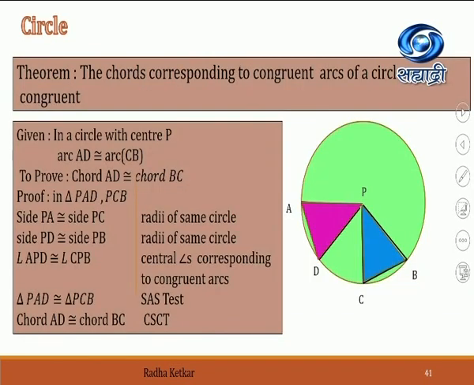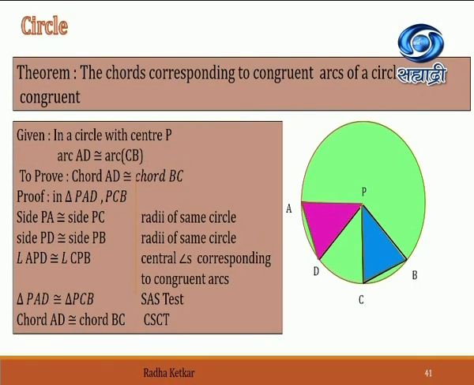Let us start with the next theorem. The chords corresponding to congruent arcs of a circle are congruent. So we can see here the circle is there. We have two triangles formed here, triangle PAD and triangle PCB. So what is given? The chords which correspond to congruent arcs of a circle are congruent. We have to prove that AD is congruent to CB. Arc AD and arc CB are congruent to one another, that is given.